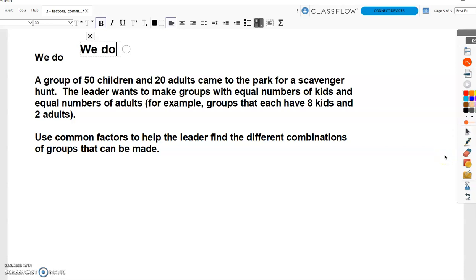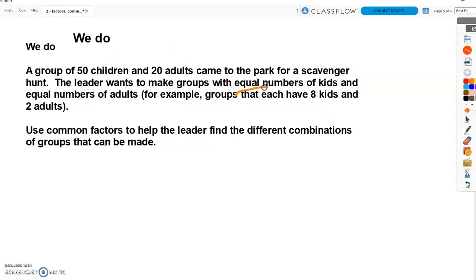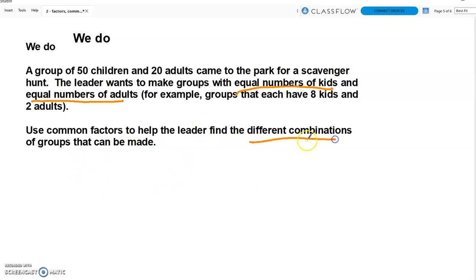So it says a group of 50 children and 20 adults came to the park for a scavenger hunt. The leader wants to make groups with an equal number of kids and an equal number of adults. For example, each group could have 8 kids and 2 adults. That's not a real possible answer. That's just how I want you to think of it, right? Divide the kids evenly, divide the adults evenly. So what are the different combinations we can make?